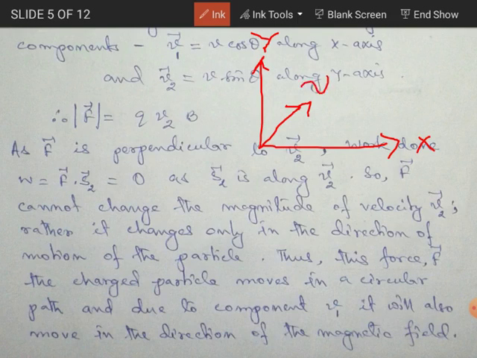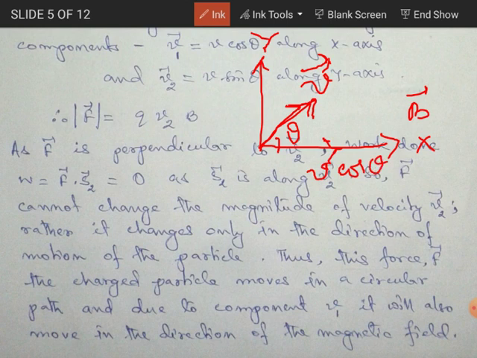If the charged particle moves with a velocity V, let's represent this direction as the V vector, and this angle is theta. This x-axis is nothing but the direction of the magnetic field. Got it? So if you resolve this V into two rectangular components, along the x-axis it will be V cosine theta, and along the y-axis it will be V sine theta.